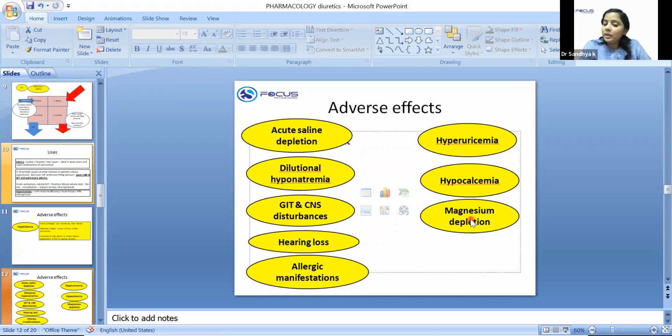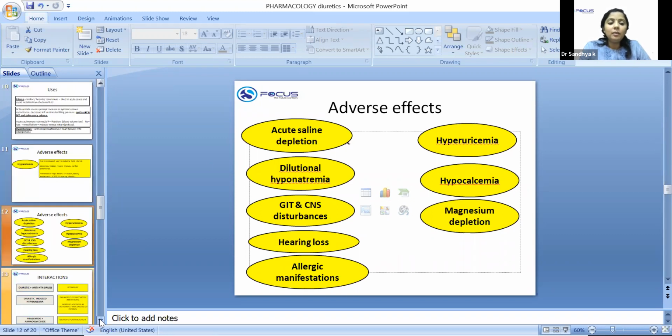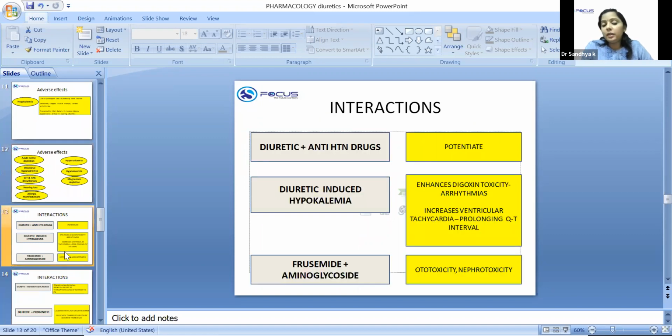Hypocalcemia and magnesium depletion happen normally, but if furosemide is given in a large dose, that will be a problem. And the final part, we'll see what are the drug interactions of furosemide. Furosemide is a diuretic drug. It has certain drug interactions. We'll see what those drug interactions are.